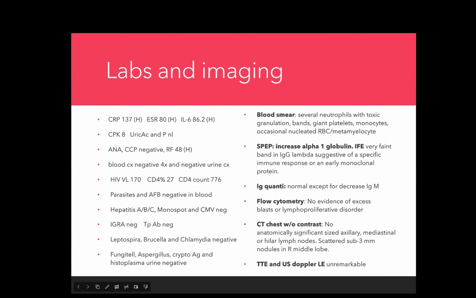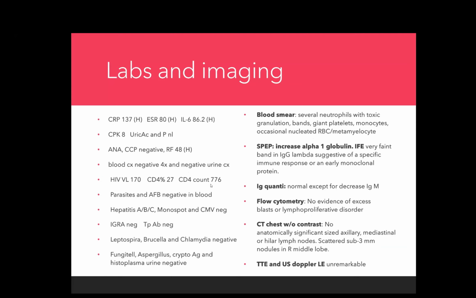So I'm going to go back to the slides. And these are the labs that we sent. You can see here, CRP is high, 137. ESR of 80, uric acid and phosphorus are normal. Your ANA, CCP negative, rheumatoid factor slightly elevated. Blood cultures were negative. We did 2 rounds of blood cultures, separate, over 4 days. The HIV viral load 170.